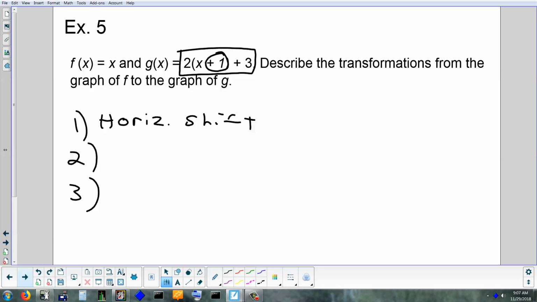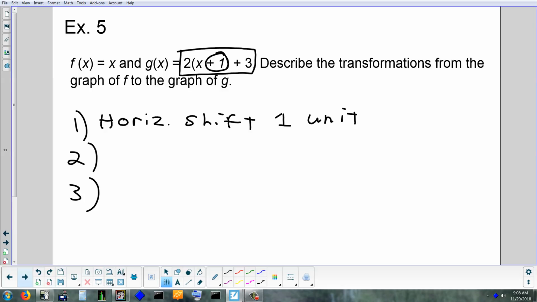How do I know if it's left or right? This one's adding. So which way does adding move it? Left. Remember, those horizontal shifts are a little tricky. It's the opposite. So this is a horizontal shift left 1 unit. Everybody has that written correctly? When you have plus, it's left. That's opposite.